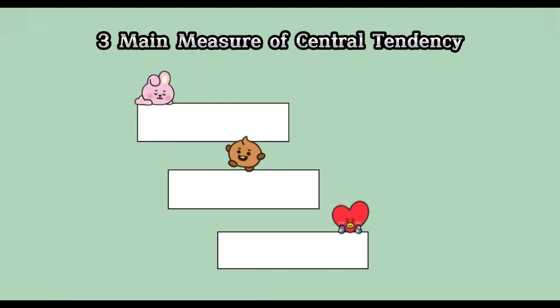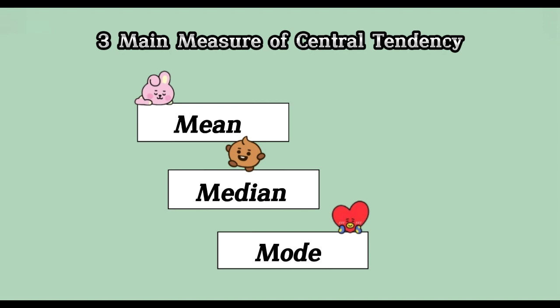There are three main measures of central tendency: mean, median, and mode. These three describe a different indication of a central value in the distribution.